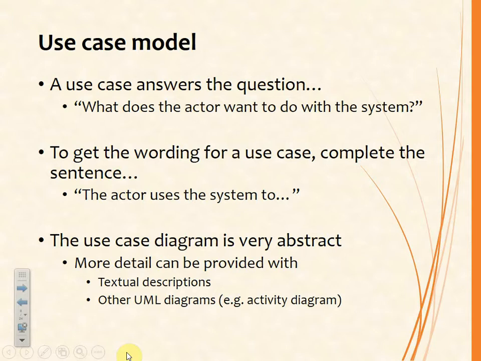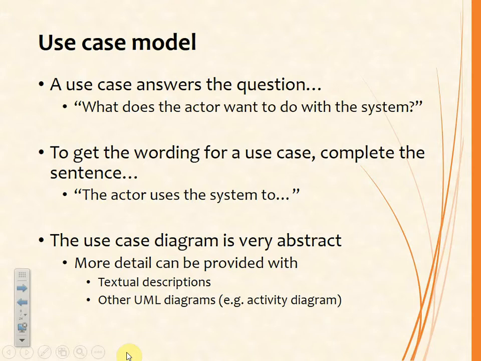So if the member of the library wants to use the system to borrow a book, then borrow a book is what you write as the use case. The librarian wants to list all members. List all members is a use case title. So it's very easy to identify the names that we're going to give to the use cases.